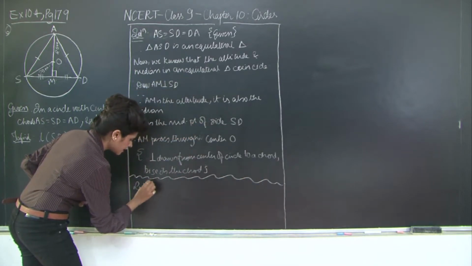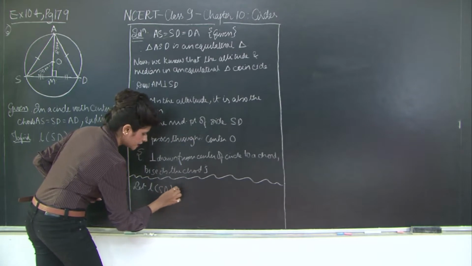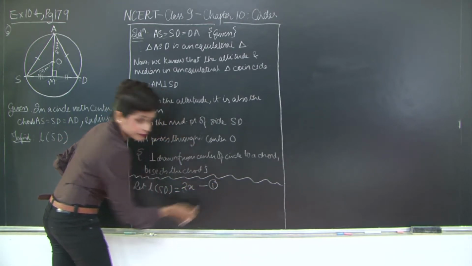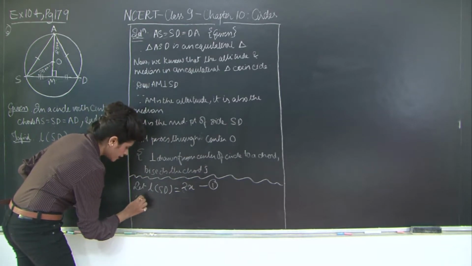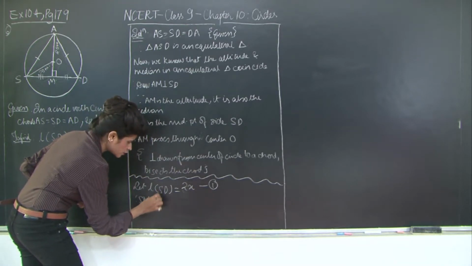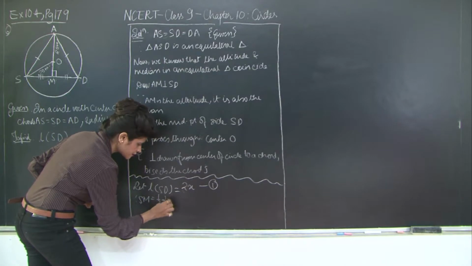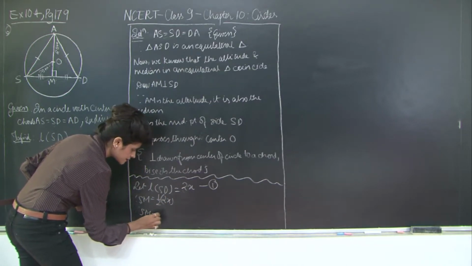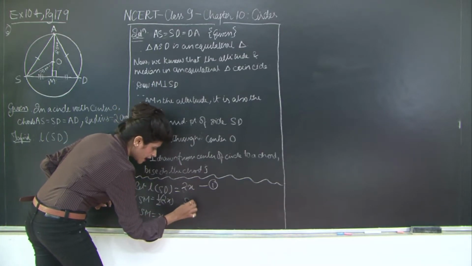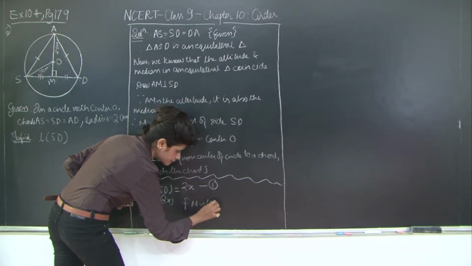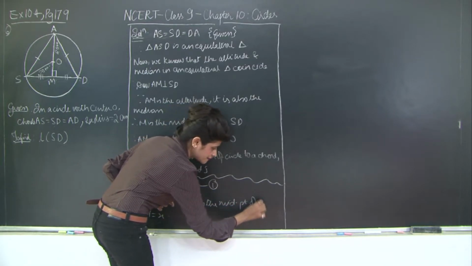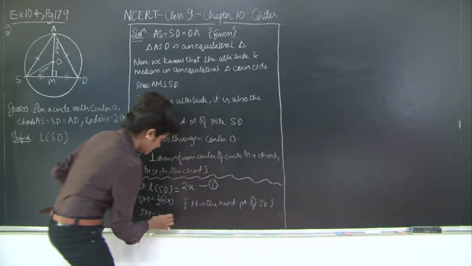Let length SD be equal to 2x. I'll mark this as 1. Therefore, SM is equal to half 2x. Therefore, SM is equal to x. Why? Because M is the midpoint of SD. Let's mark this as 2.